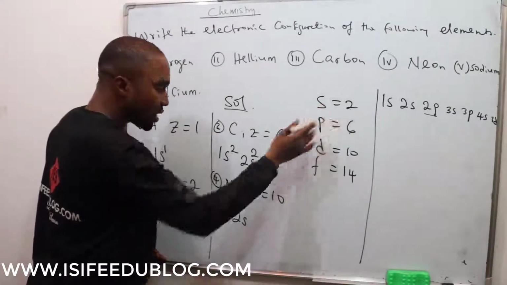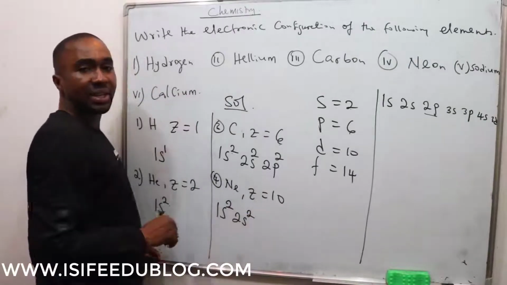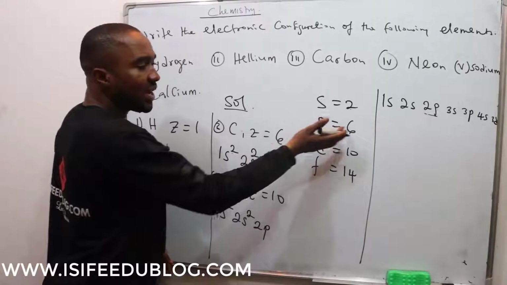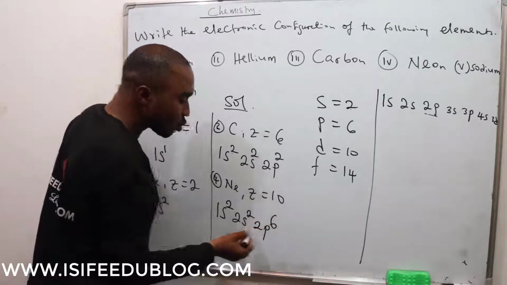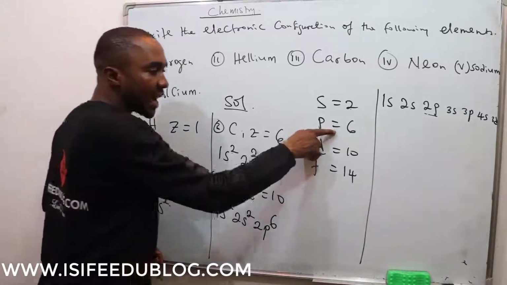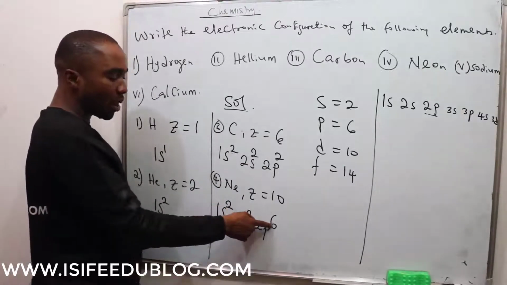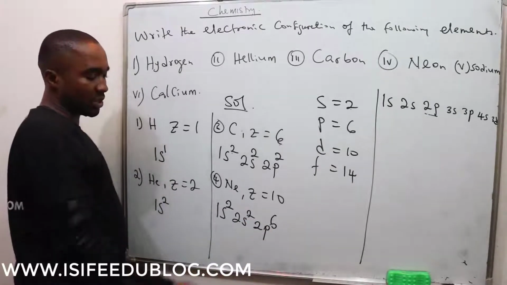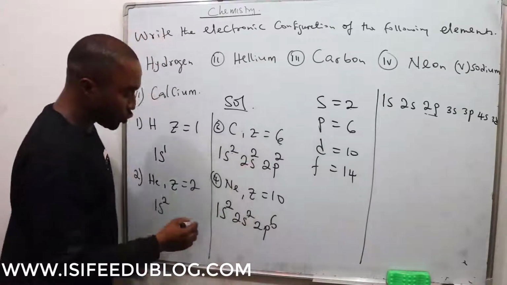And s carries a maximum of 2. I will give it 2. Out of 10, I have used 4. 6 is still remaining. So I will now go to 2p. And the maximum that p carries is 6 electrons, and the 6 electrons is what is remaining. I will just give p the whole of the 6, because p can carry a maximum of 6. So if you add this, 2 plus 2 is 4 plus 6, that is 10. So the electrons have finished, and you will stop at this point, because this is the electronic configuration of neon.